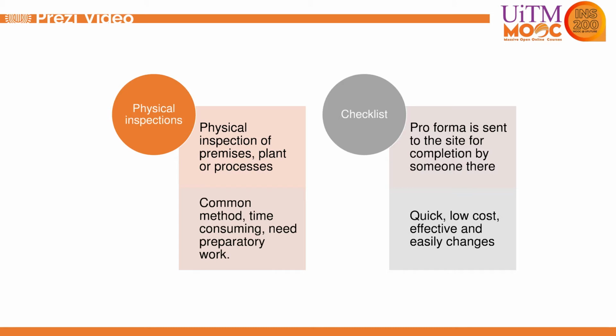This activity is quicker, involves low cost, is very effective, and can be easily adapted to any changes. But under checklist, you also need to prepare some work before the checklist method can be applied. This is why you need to prepare the checklist or the pro forma for the supervisor at site to complete it on your behalf. And the third one is flowchart.